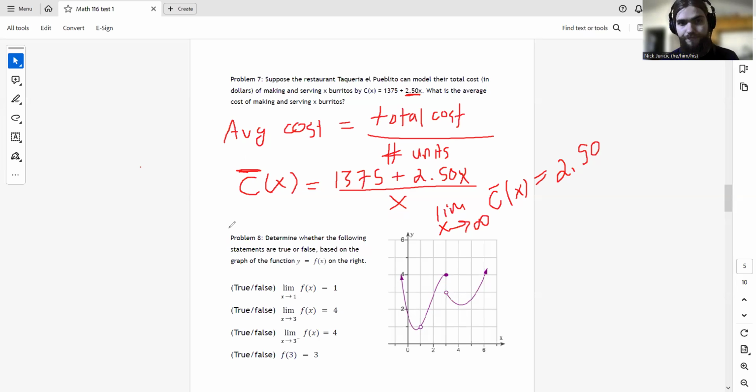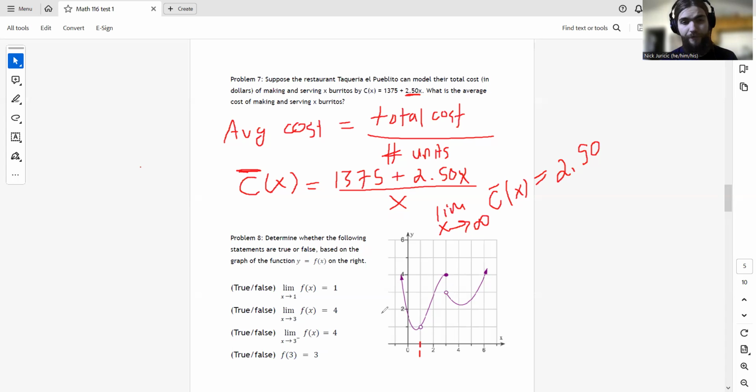As for problem 8, this is a true false type question. Determine whether the following statements are true or false based on this graph right here. So let's see. Limit as x approaches 1 of f of x is equal to 1. Is that true or false? Here's x equals 1. And as we see, we do have a hole here.